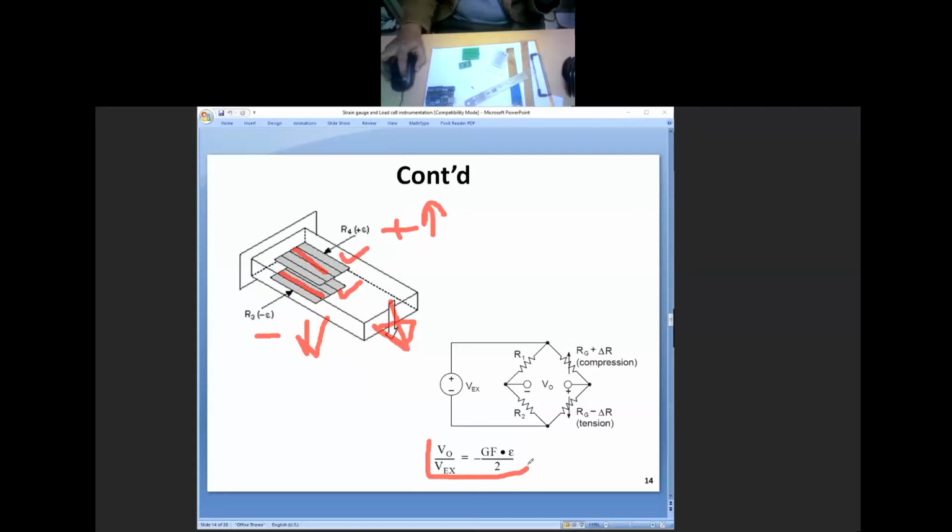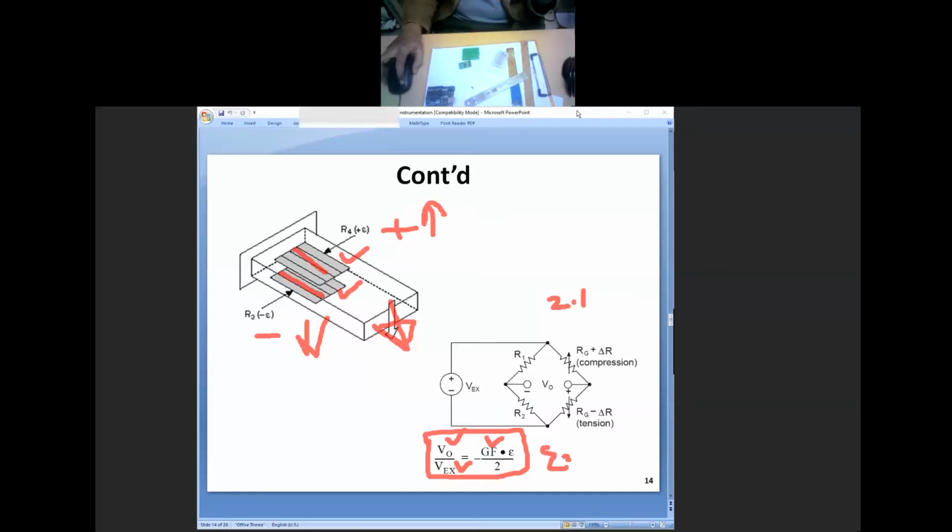What would be the output? Output would be like this: gauge factor into strain. Because the external voltage I already know from my multimeter, and this is from my battery. The gauge factor is generally 2.1. Multiply, and I can find the strain. Strain is equal to what? I can calculate it directly.